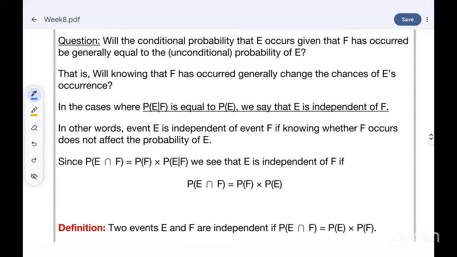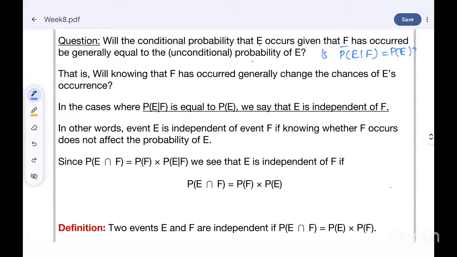So in terms of conditional probability, how to understand this? The question comes like this: the conditional probability that E occurs given F. Now you have the condition that F has happened, and they are asking what is the probability of E. Does the event F have any effect, or is it just probability of E? So the question is, is P of E given F the same as P of E?